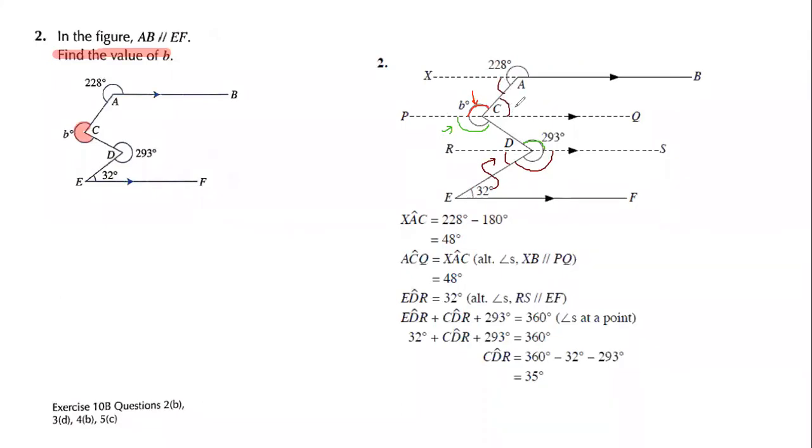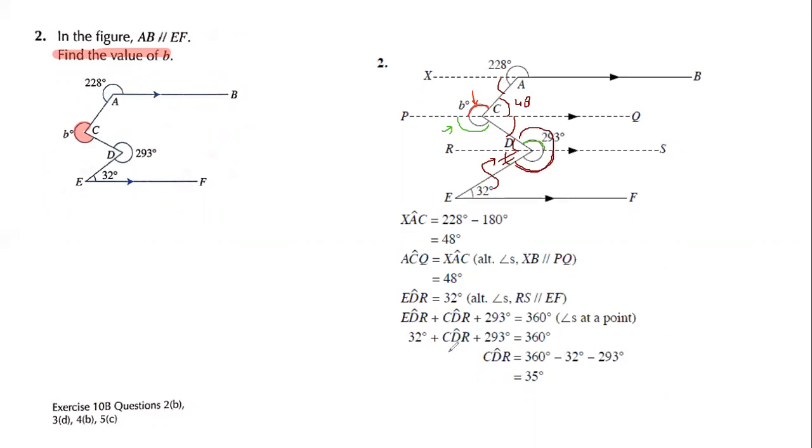Now jumping back to the next part, now we have the angle here, so we also know that this angle here is 48 as well, because these two angles are alternate angles. But we need to find the angle here. For that reason we need to find the angle here, which is quite easy now because this is 32 and this whole angle is 293.